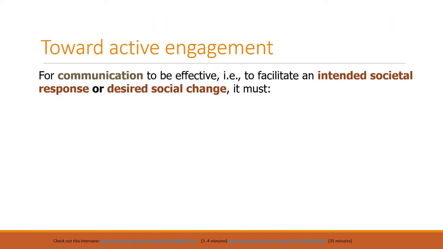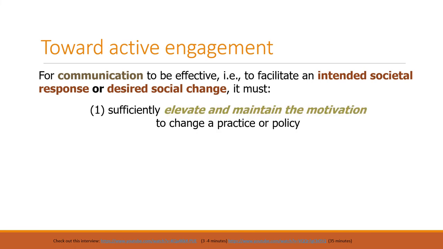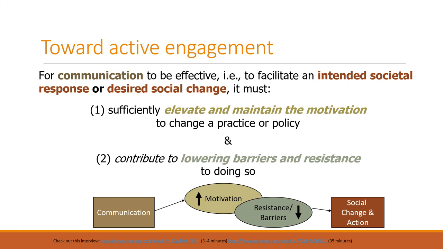And so here is a formula that I'm going to use throughout the rest of this training. For communication to be effective, that is, to actually achieve the desired social change you want to see, it must do a few things. The first one is it must sufficiently elevate and, important, maintain the motivation to make a change, wherever that is, in your personal practice or in policy, and it must contribute to lowering the barriers and or resistance to doing so. So think about it in this string that you see at the bottom. Communication needs to elevate motivation and reduce the barriers and resistance to achieve the social change.